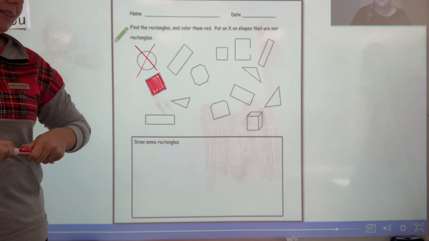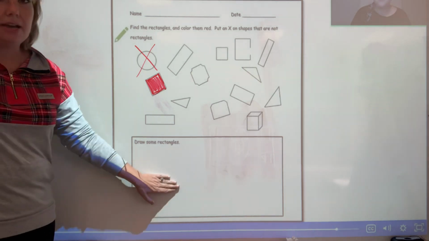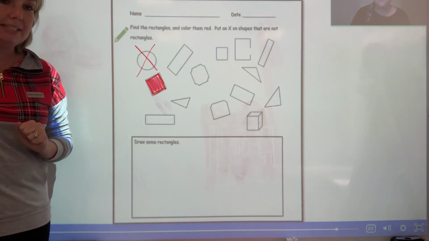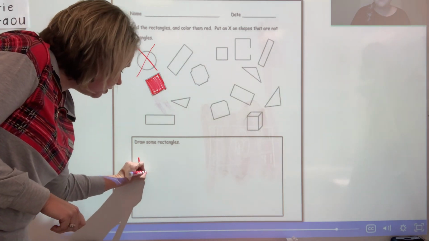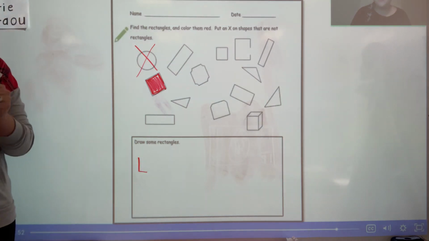I want you to complete that on your own, and then down in the bottom, draw some rectangles. Remember, rectangles need to have that corner that looks like an uppercase L.